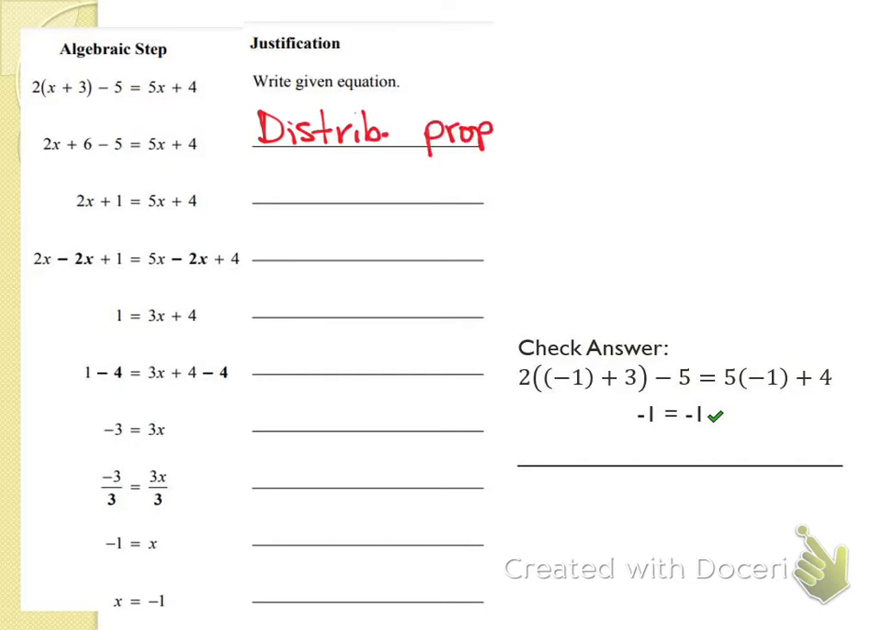All right, and then what did they do? They went from plus 6 minus 5 to 1. What do we call that? We call it combine like terms. All right, what happened in the next step? They subtracted 2 on both sides, right?